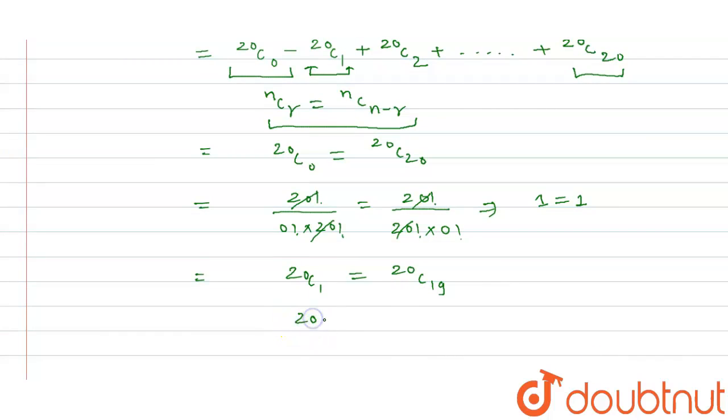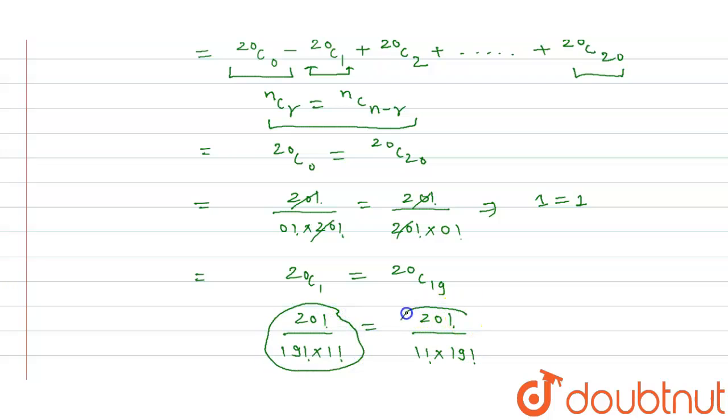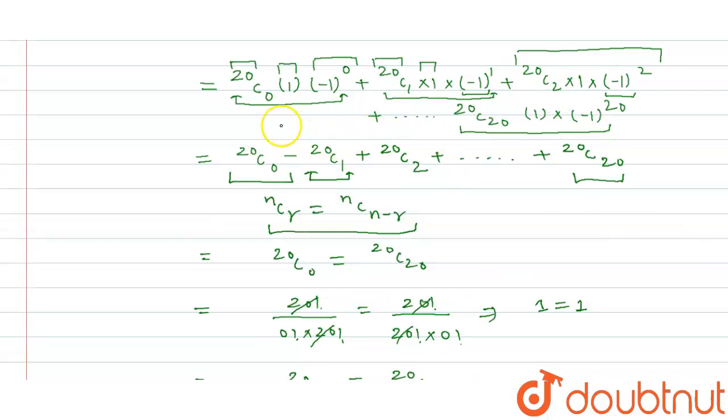20C1 is equal to 20 factorial divided by 19 factorial multiplied by 1 factorial, which is equal to 20 factorial divided by 1 factorial multiplied by 19 factorial. See here, it is 20 factorial by 19 factorial, and this is also 20 factorial by 19 factorial. So in this expansion we have similar terms. This 20C0 is similar to 20C20, 20C1 will be similar to 20C19, 20C2 will be similar to 20C18.